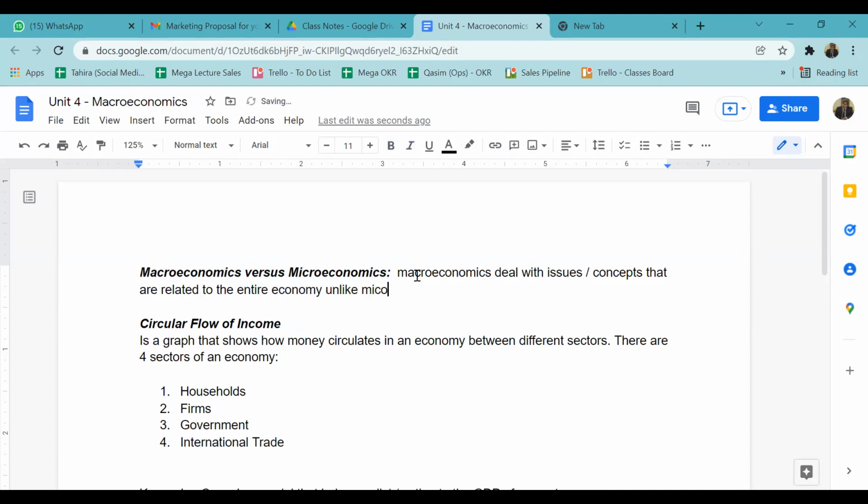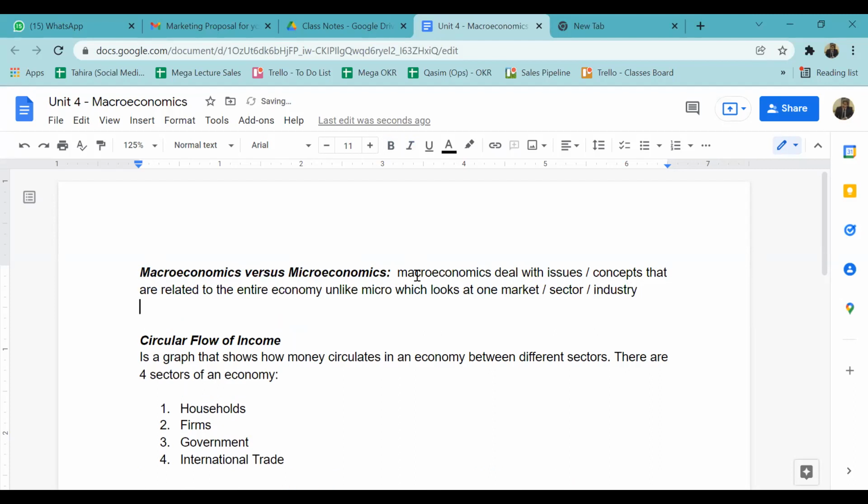Unlike micro, which looks at one market, sector, industry, right? So obviously, microeconomics doesn't talk about the overall economy as a whole. So it doesn't talk about GDP, because GDP is not for one sector, it's for the entire economy. That is part of macroeconomics.